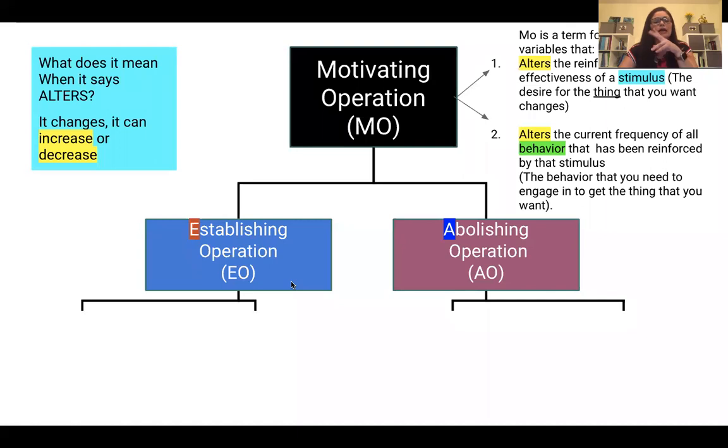I'll give you a clue. You will only have to change one word. Is it value altering and behavior altering? Is it no? Well, yeah, it's the word alters. So if you're gonna write the definition here for establishing operation, what would you change? Evoke. Instead of alters, you would do what? Increase.